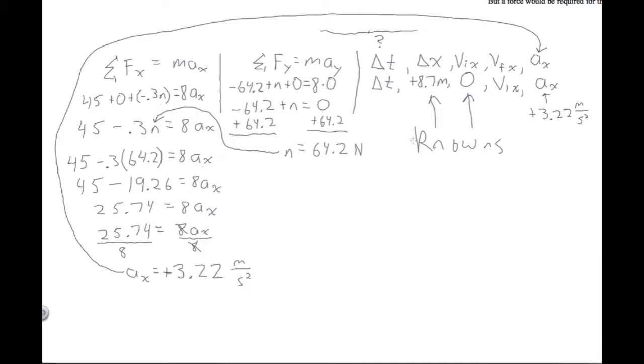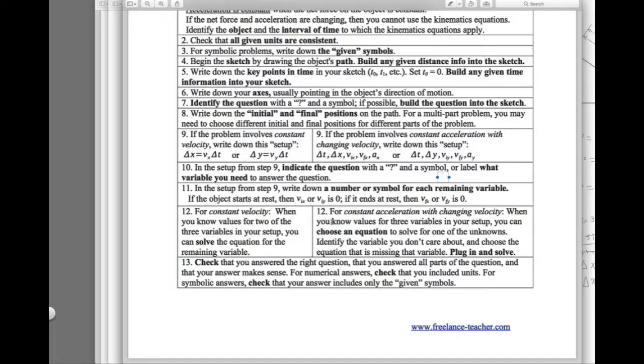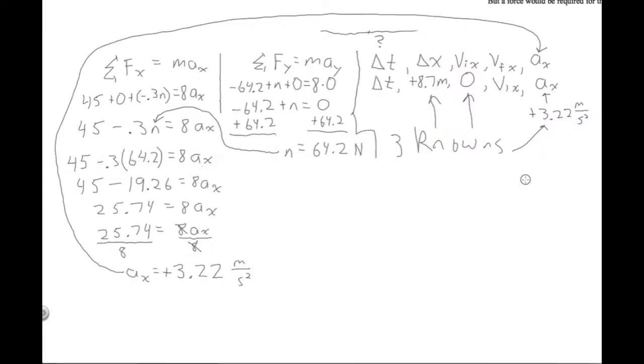All right, so now notice that there are three knowns in our kinematics framework. But when you know values for three variables, that's when you're ready to choose a kinematics equation. So we're ready now to choose a kinematics equation. And we're going to do that by asking which variable do we not care about. Well, clearly we care about the three knowns, and we clearly care about delta t because we need to solve for that variable. So the thing that we don't care about is v final x.